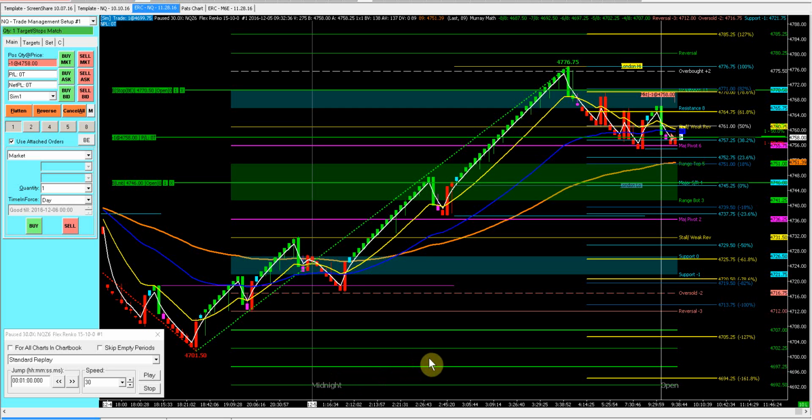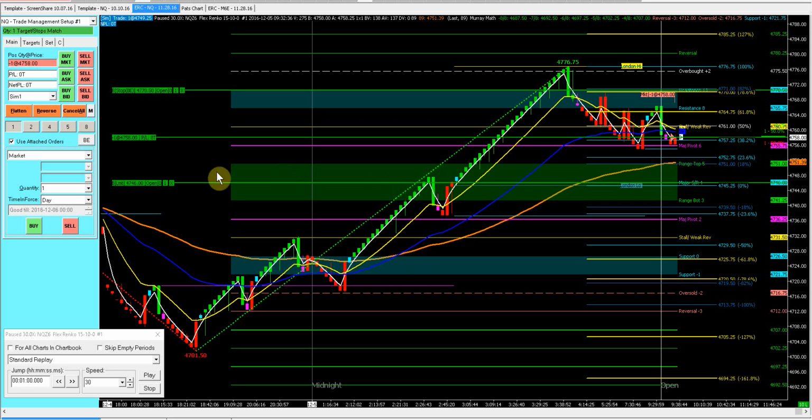Now you'll see that at midnight it didn't work out here. It came back up, it crossed through support, and then came back down. You would have lost that trade because you would have put your stop loss, generally speaking, at the bottom of support, which is about 5 points on the NQ.